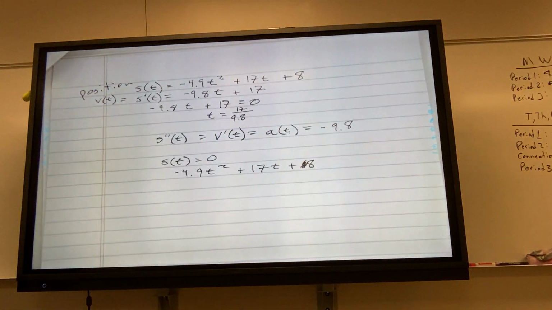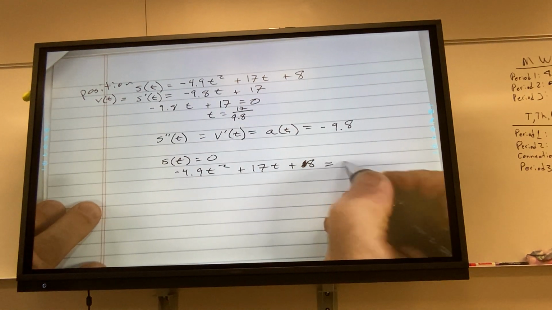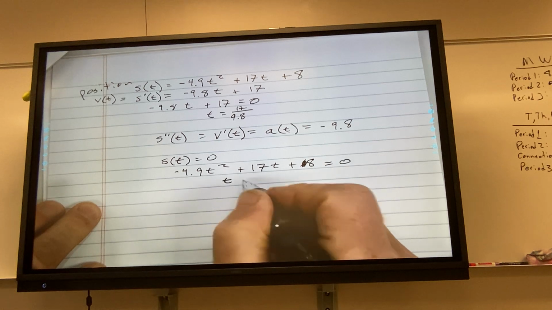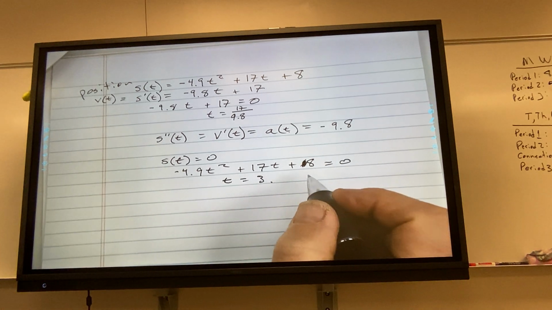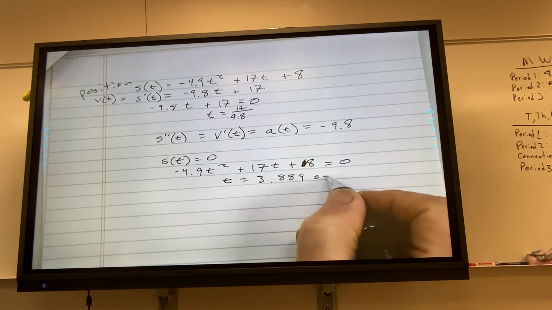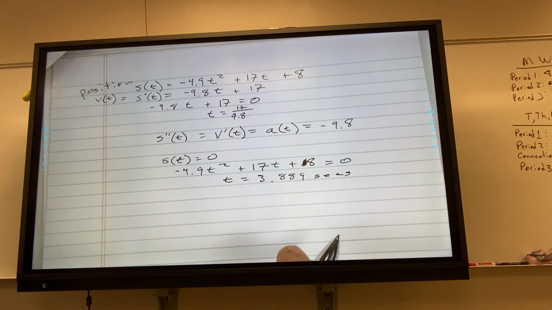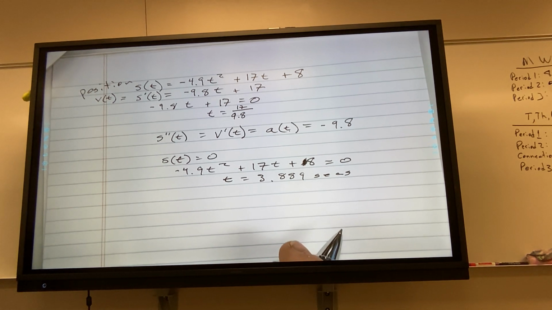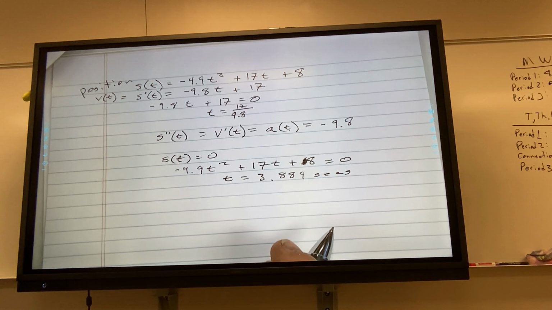So this would be my work, and then I would say t equals 3.889 seconds. Can I determine the velocity when it hits the ground? Tyler, are you nodding, or is your head still? I didn't see. You're nodding? How would I do that?